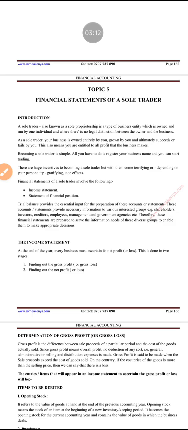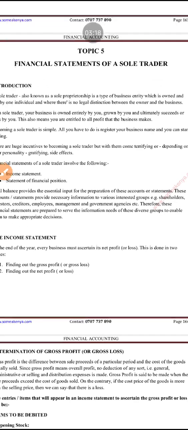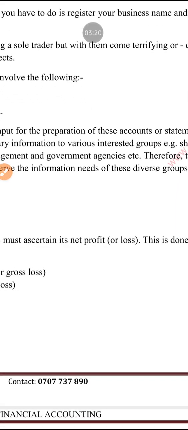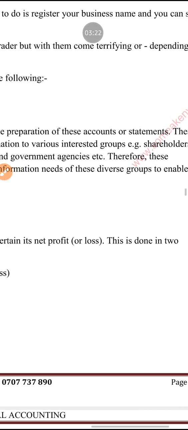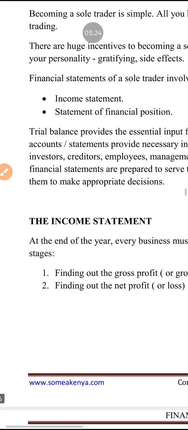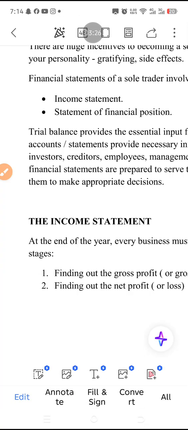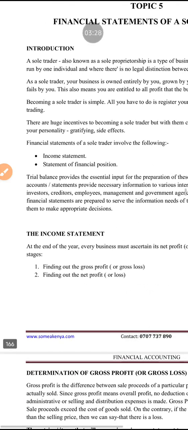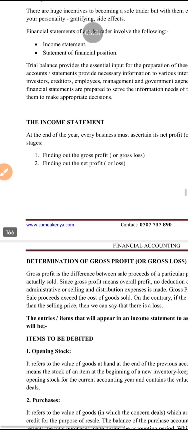So the income statement: at the end of the year, every business must ascertain its net profit or loss, and this is done in two stages. One is to find out the gross profit or gross loss, and then to find out the net profit or loss.